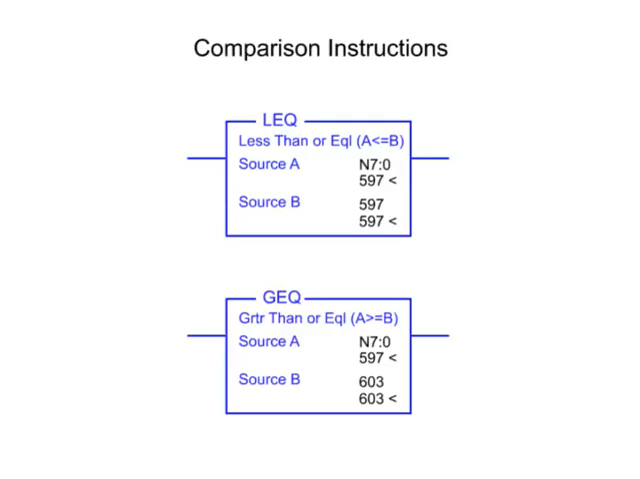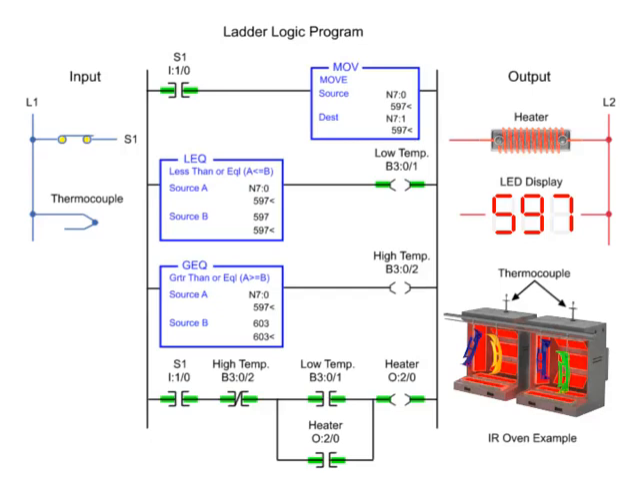A common method of temperature control is an on-off control system. Using comparison instructions in a PLC program, outputs are energized when the set point is reached. In this on-off temperature control example, the heater turns on when the temperature falls to or below 597 degrees and turns off when the temperature reaches 603 degrees or more.